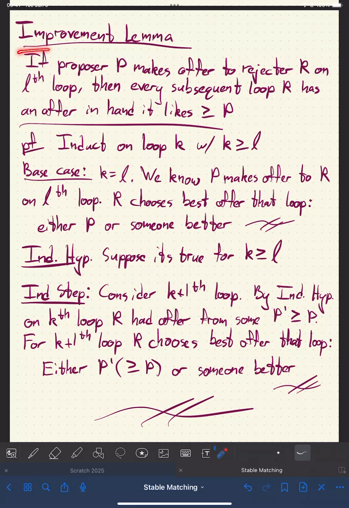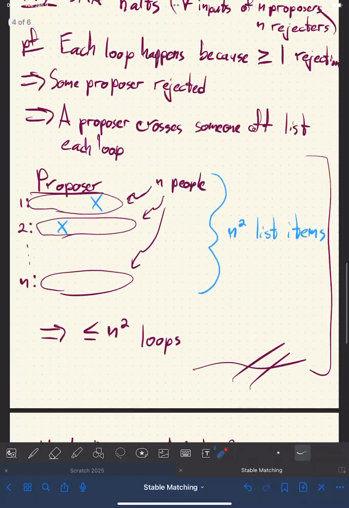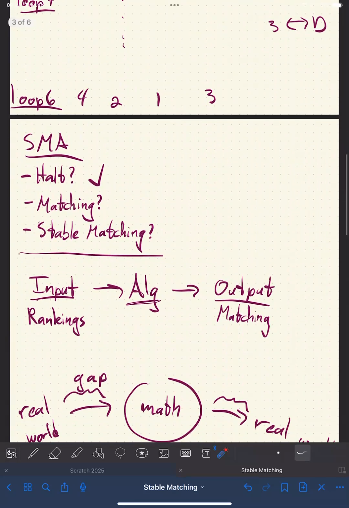So we're going to be using this improvement lemma a number of times going forward. This little kind of almost obvious claim that the rejector just keeps getting better and better is going to power most of our proofs going forward. All right, so let's go ahead and see what we need to prove from the top. So we proved halting, and now we want to prove matching and stable matching, that what's output is a matching, and in fact that it's a stable matching. And we're going to be using the improvement lemma, I believe, for both of those. Let's find out.